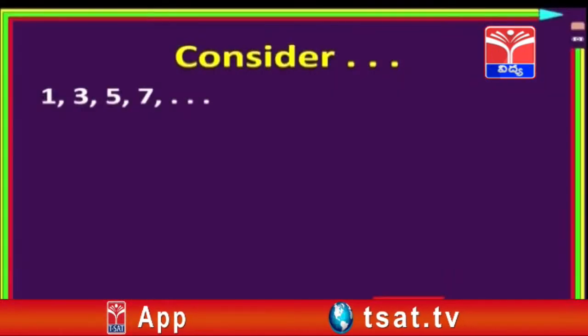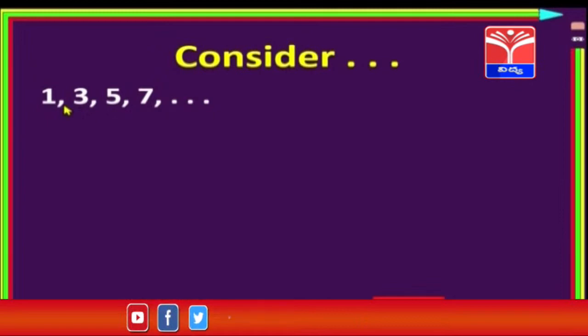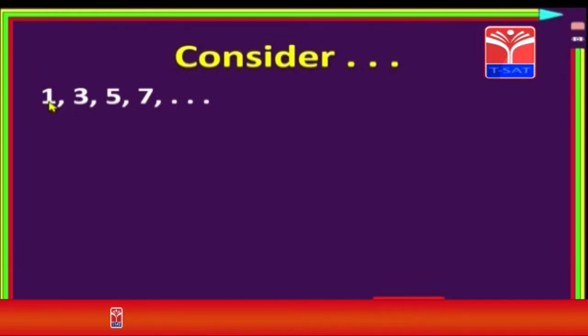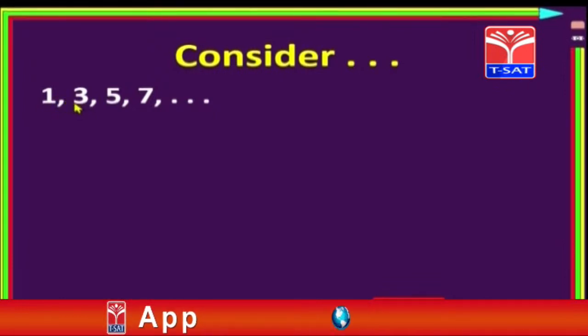Here we have 1, 3, 5, 7. Students, observe, if we add 2 to each term, then we will get the next term. Here the starting term is 1. If we add 2, then we will get 3. Then 3 plus 2 is 5. 5 plus 2 is 7. What is the next number? 7 plus 2 is 9. Like that we can guess.